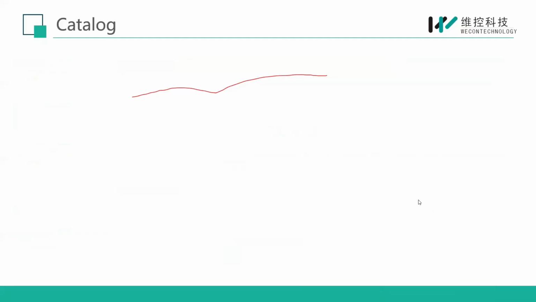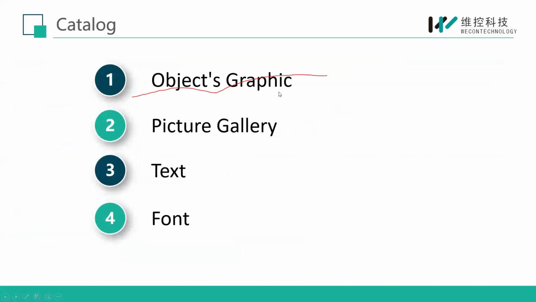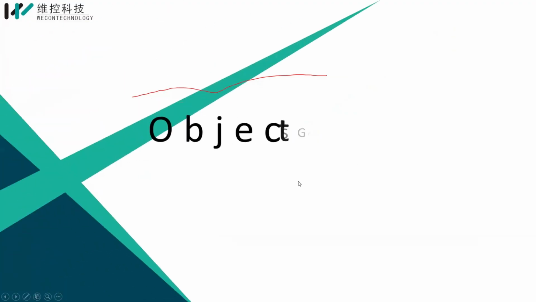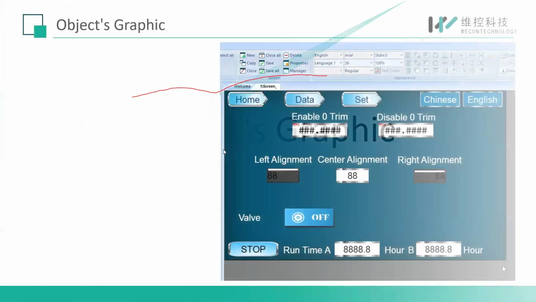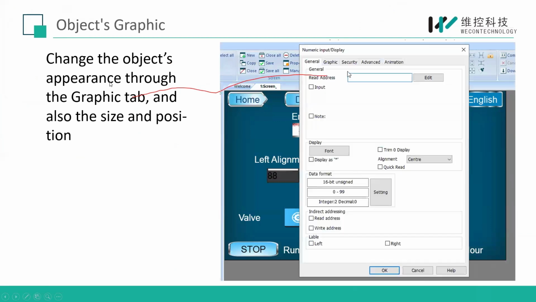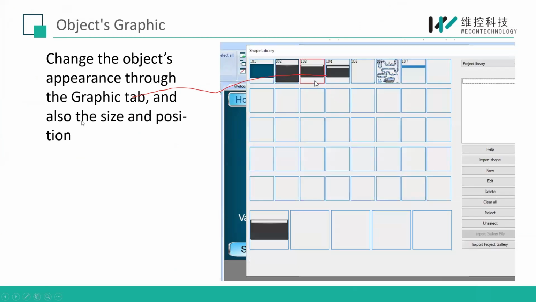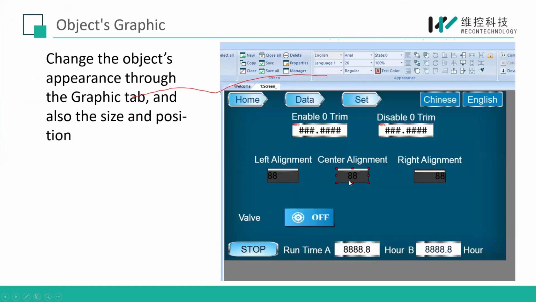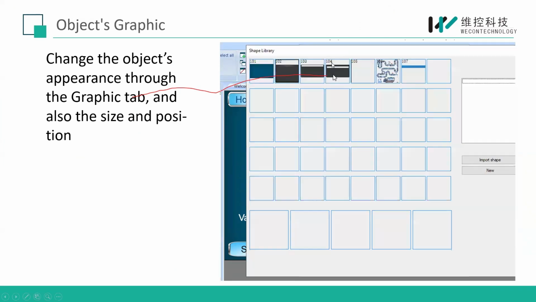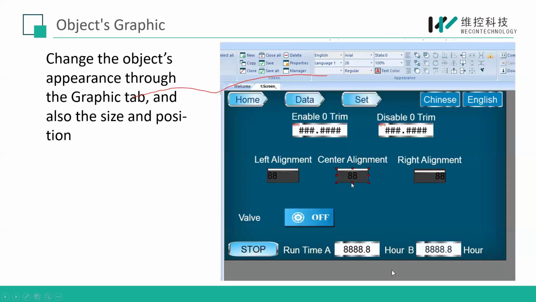In this PPT, we will discuss these parts: object graphic, picture gallery, text, and font. So let's get started. The first one is the object graphic. Change the object appearance through the graphic tab, and also the size and position. How can you change your graphic in the numeric input display? Double click on this, go to the graphics and shape option, and you can select your shape and set it.